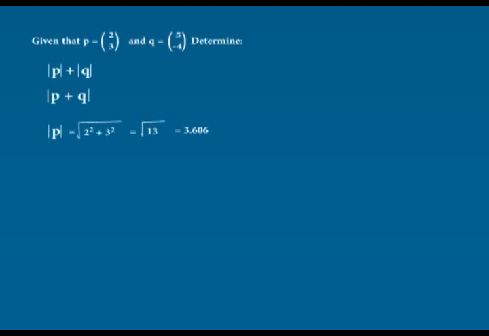The modulus of vector Q is equal to the square root of 5 squared plus (-4) squared. That gives us 25 plus 16, which is the square root of 41, and that is equal to 4.403. The sum of the two magnitudes, 3.606 plus 4.403, will give us 8.009.